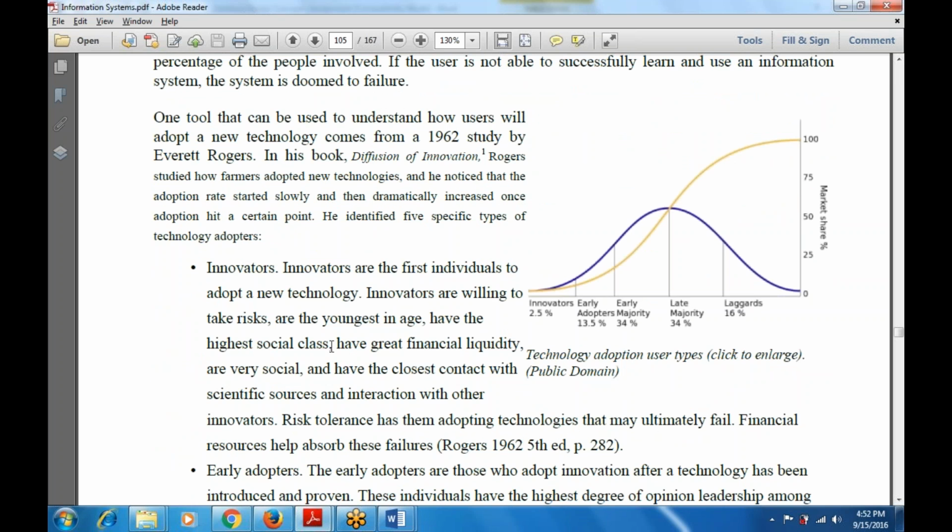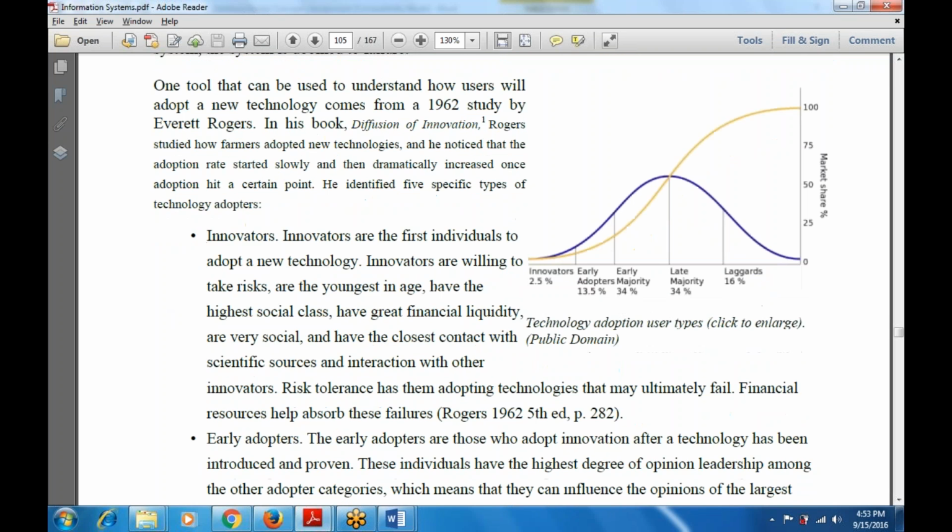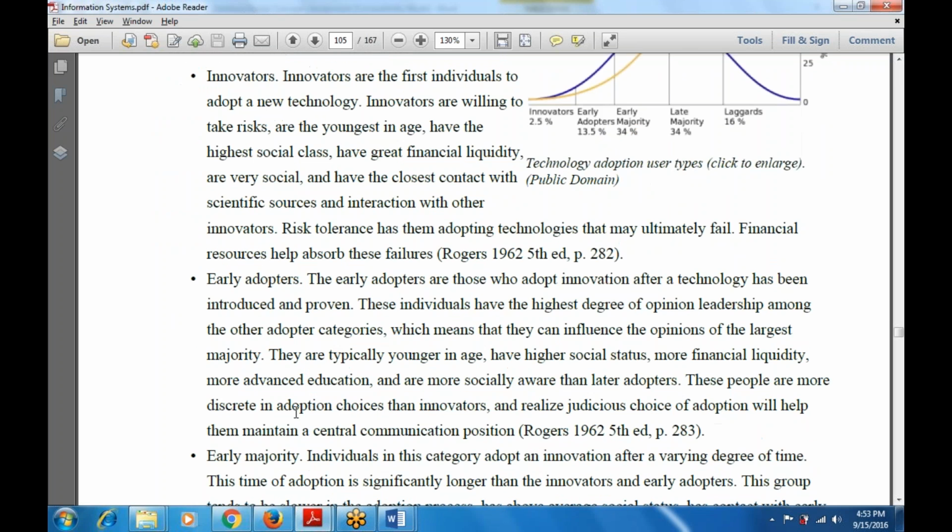So first user is the innovator, that is the first individual to adopt a new technology, and they are willing to take risks, are the youngest in age, have the highest social class, and have great financial liquidity. Then the next one is early adopters, those who adopt innovations after a technology has been introduced and proven.